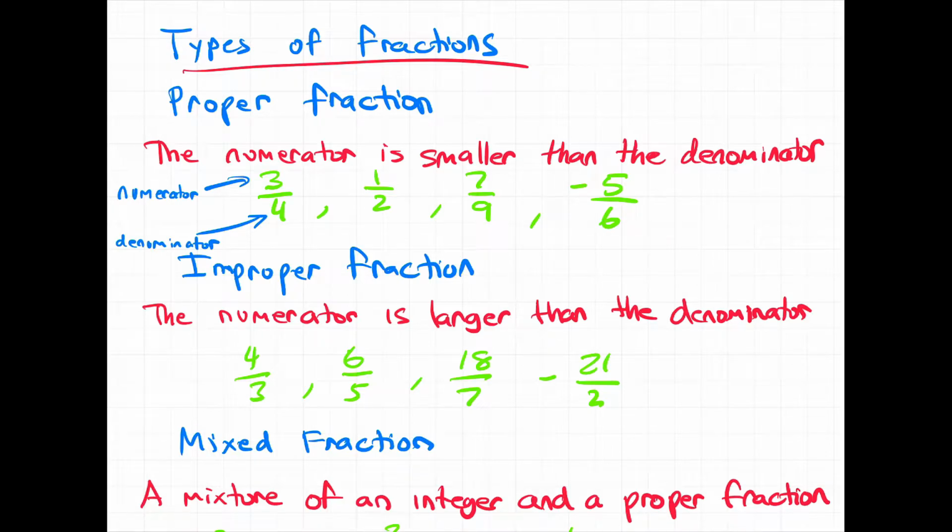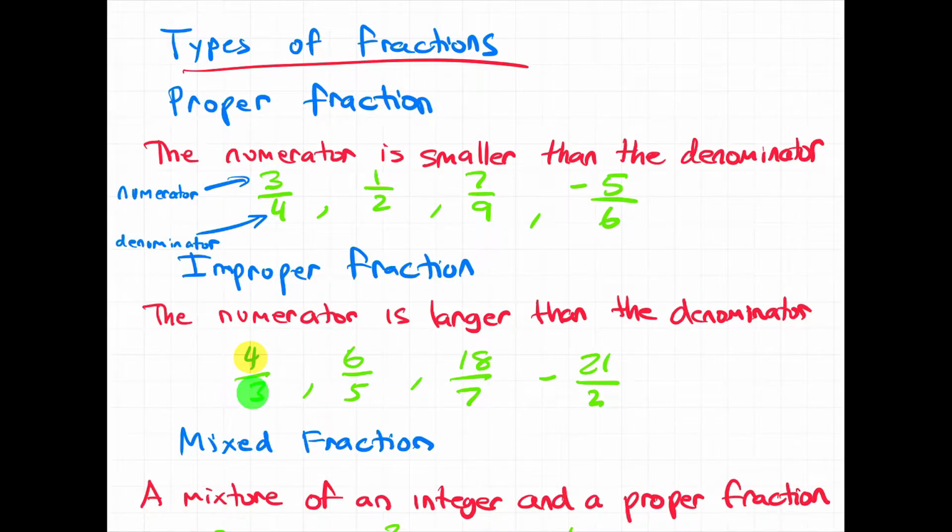Now let's move on to improper fractions, and that's just the opposite, where the numerator is larger than the denominator. So the examples that we have are 4 over 3, 6 over 5, 18 over 7, and again it can be negative at negative 21 over 2. So in this case, what do we see? Again, we recognize that the numerator is larger and the denominator is smaller.